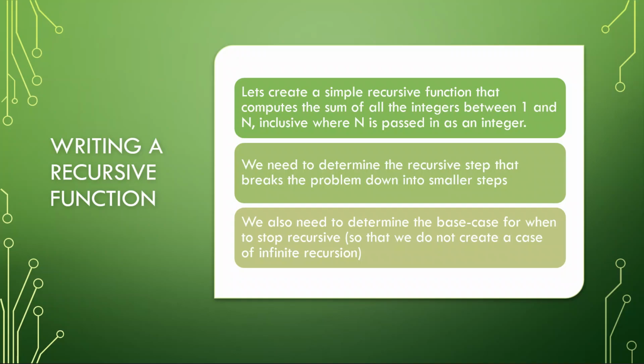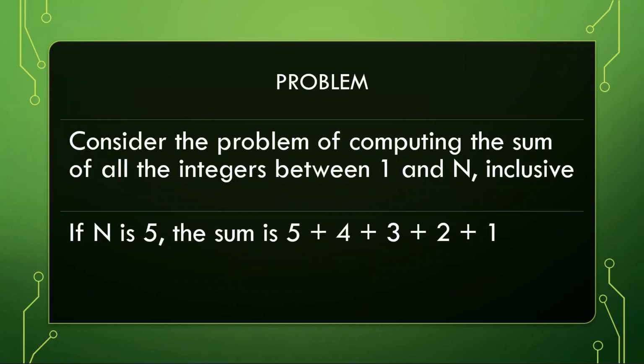We need to determine the recursive step, so how do we break the problem down into smaller steps from right here? And we also need to determine what's the base case, so when do we stop recursing, when will we hit the smallest possible problem? So first thing, let's look at the problem and take some examples. So consider the problem of computing the sum of all integers between 1 and n inclusive. So if n is 5, the sum is 5 plus 4 plus 3 plus 2 plus 1.